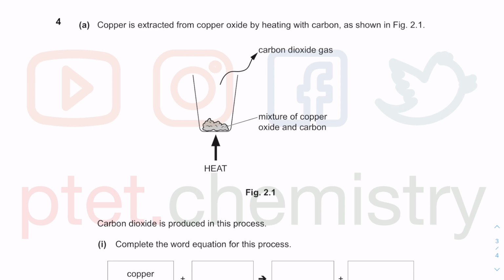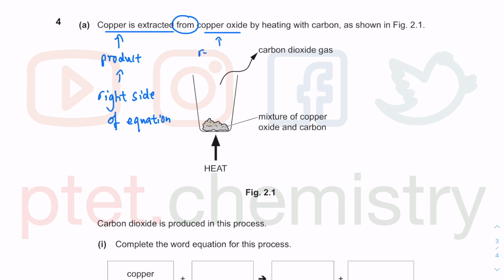Question number 4, if you read the question carefully, copper is extracted from. So this is your product. Product will be on the right side of your equation, because we are forming that. So that's on the right side of the equation. Copper oxide is your reactant. So there is your starting materials. That is on the left side of the equation. Heating with carbon. So again, that is your reactant.